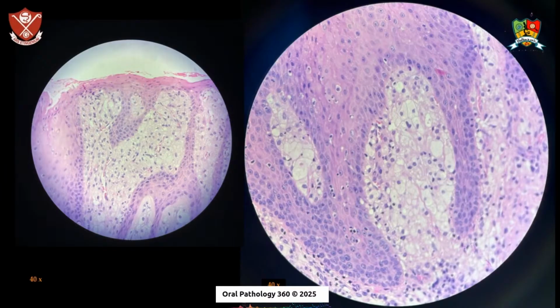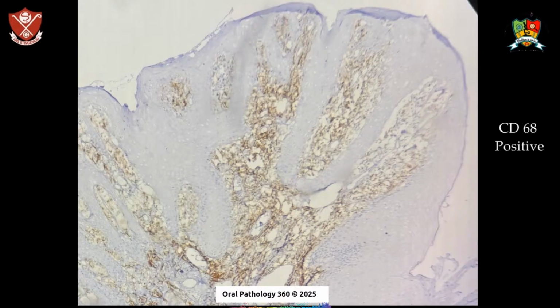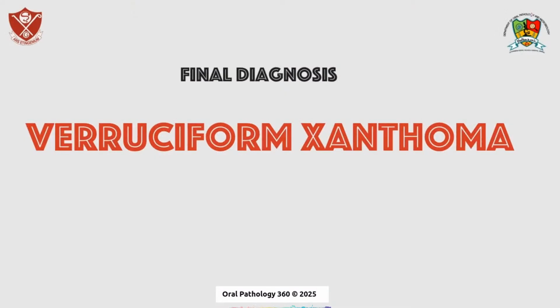Now, these were looking like clear cells, so we did CD68, and CD68 was positive, which is basically for the macrophages, so the xanthoma cells, and the final diagnosis was given as verruciform xanthoma.